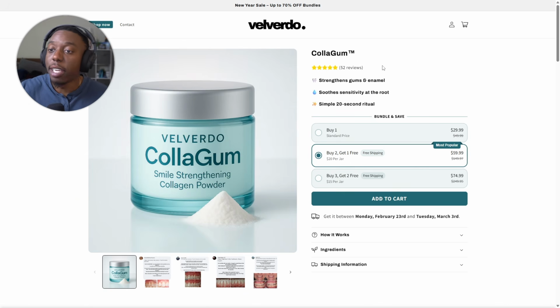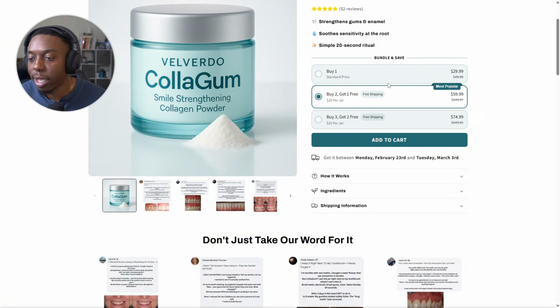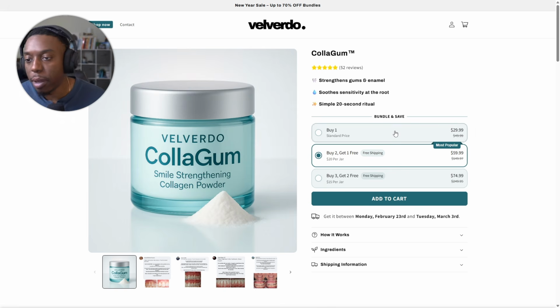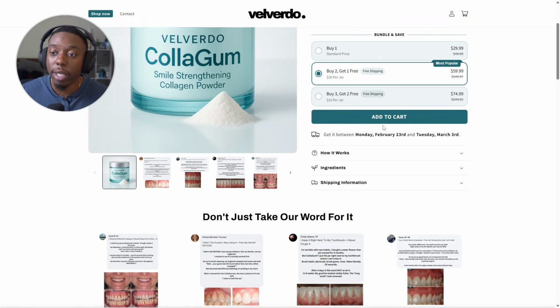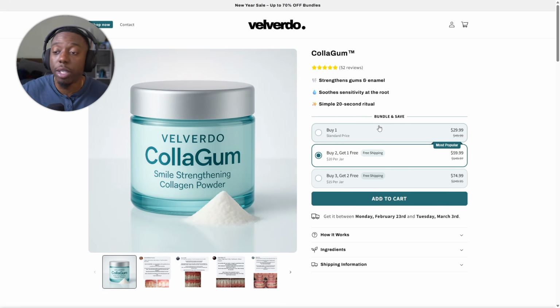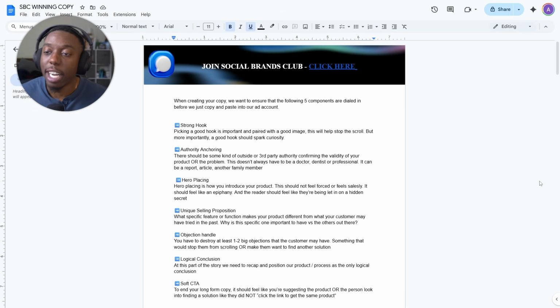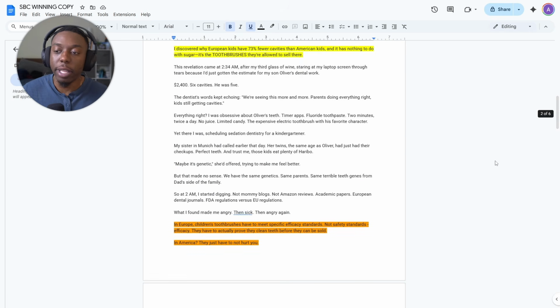So I have a mock product here, which is collagen for your gums and teeth to help repair your enamel. We're going to be going through how to create good copy for a product like this. This will be our example product. And this is a random competitor's website that I found that's doing really well and scaling right now. So I'm going to show you exactly what you need to do to replicate this for whatever product you want to drop ship.